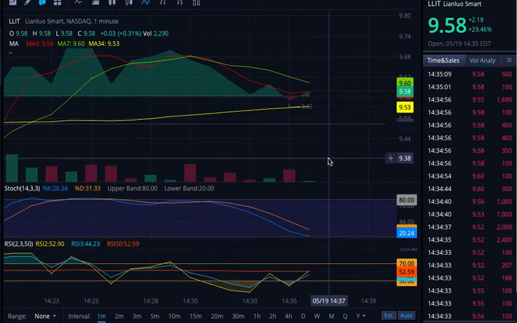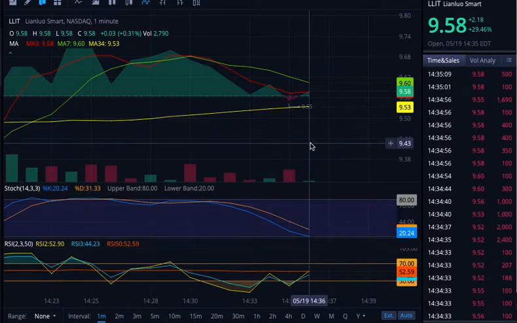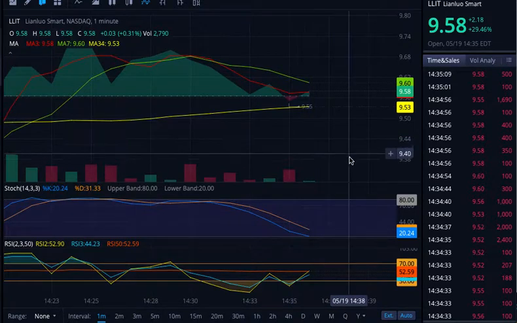Okay, just gonna go over a quick explanation of time and sales. Need everybody to understand it and know what it's all about. If you notice over here, it says time and sales.